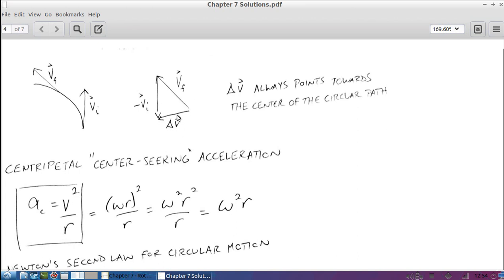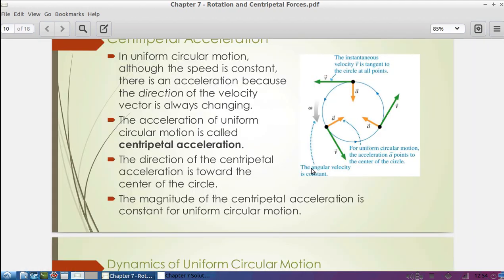Now if I took this vector and I put it back here on the circle, it would be pointing towards the center, right? I could do that for any group of velocity vectors that are tangential to a circle, and I'll always get a delta v that's pointing towards the center of the circle. All right. So that's what we call centripetal acceleration. This acceleration keeps the object on the circular path, right?